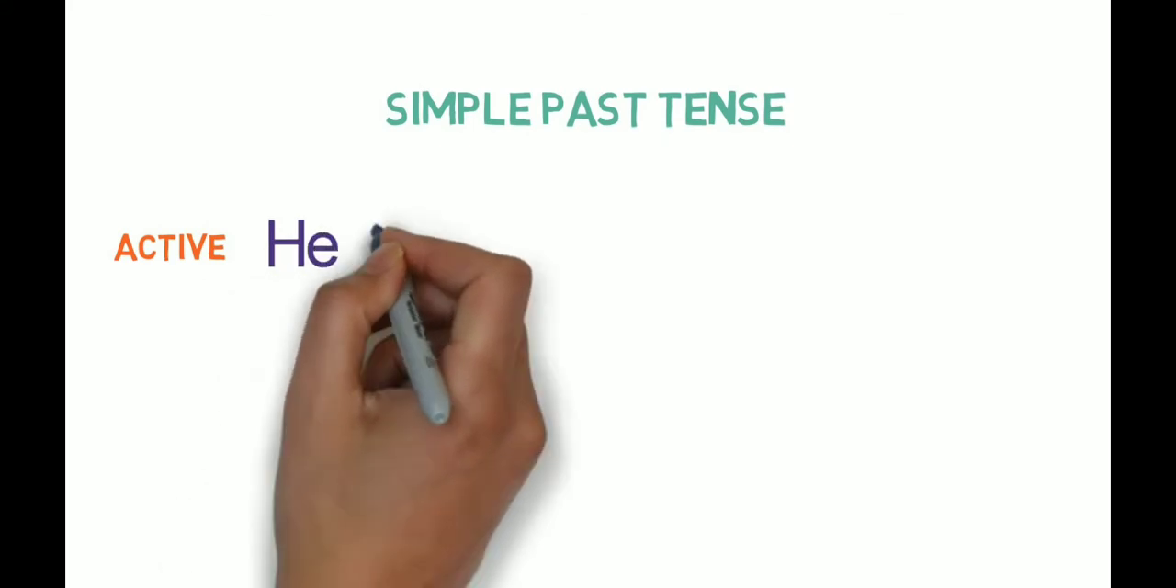Now let's see example of simple past tense. Active sentence. He bought a car.